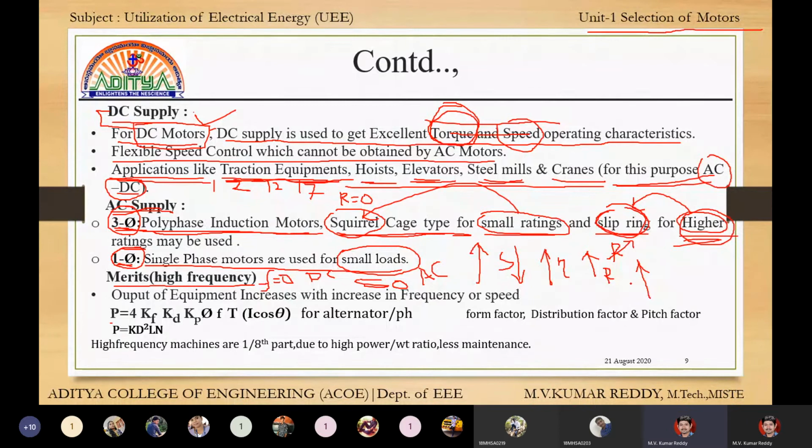That means it gives the most cost saving. Here we can save most of the cost, and we can shift the motor very easily, because the size is very small. These all depend upon a single parameter, which is called high frequency. This is very, very important: high frequency.